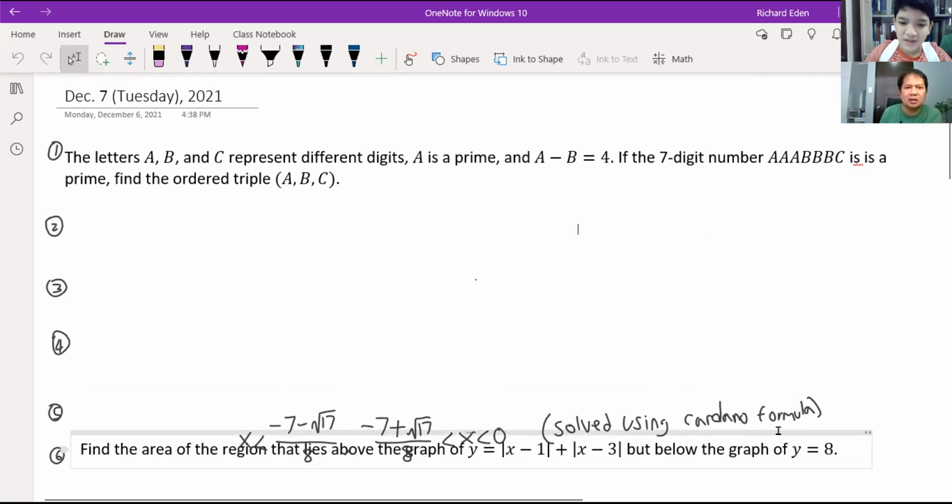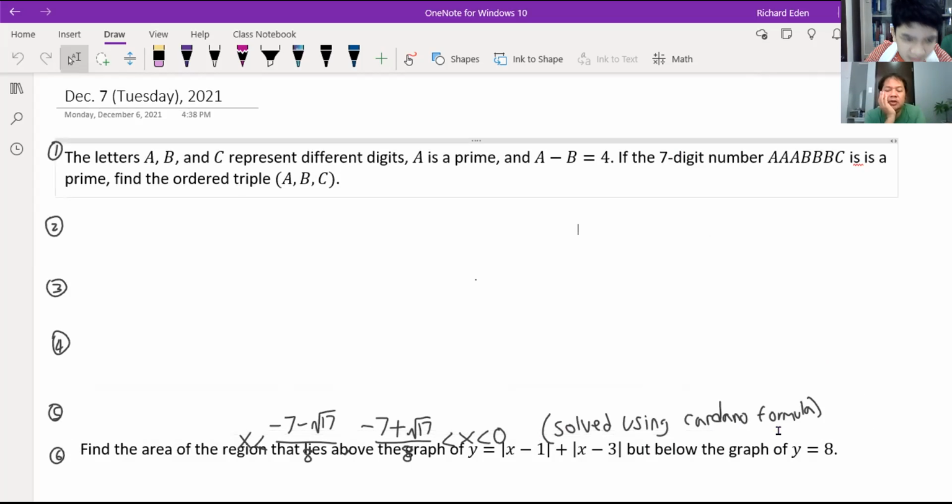That's fine. Maybe let's do it one at a time. How about the AAABBBC? Oh, the problems moved. I can annotate. Can I annotate? All right.